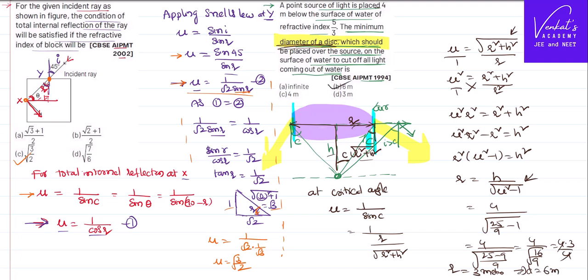So you shall keep a disc of diameter 6 meters on the surface of the water, so that light within that range will try to go this way, but is stopped by this disc. Beyond that critical angle and above it, the light ray comes back, so you need not stop it. That's how we have to solve the problem. Thank you.